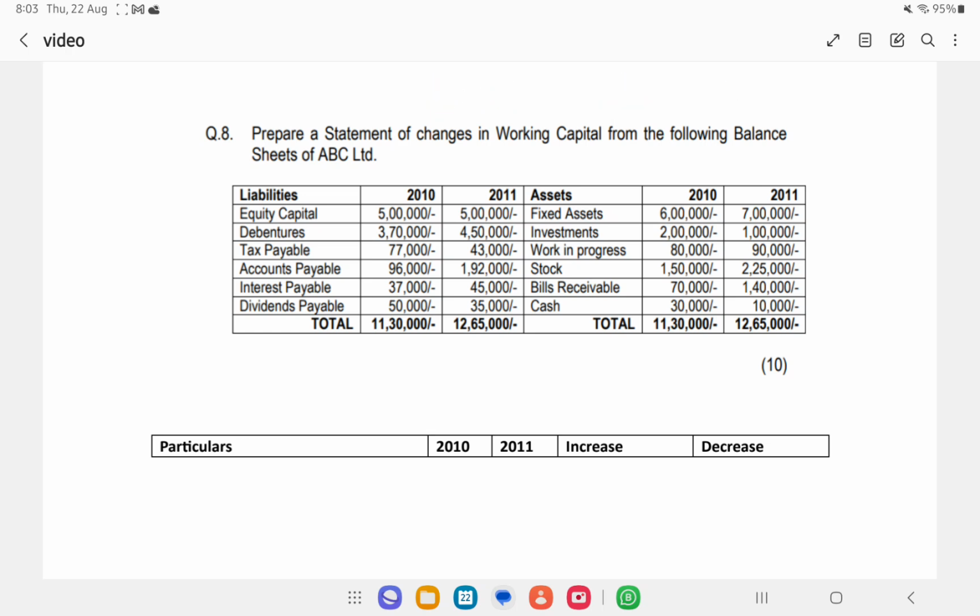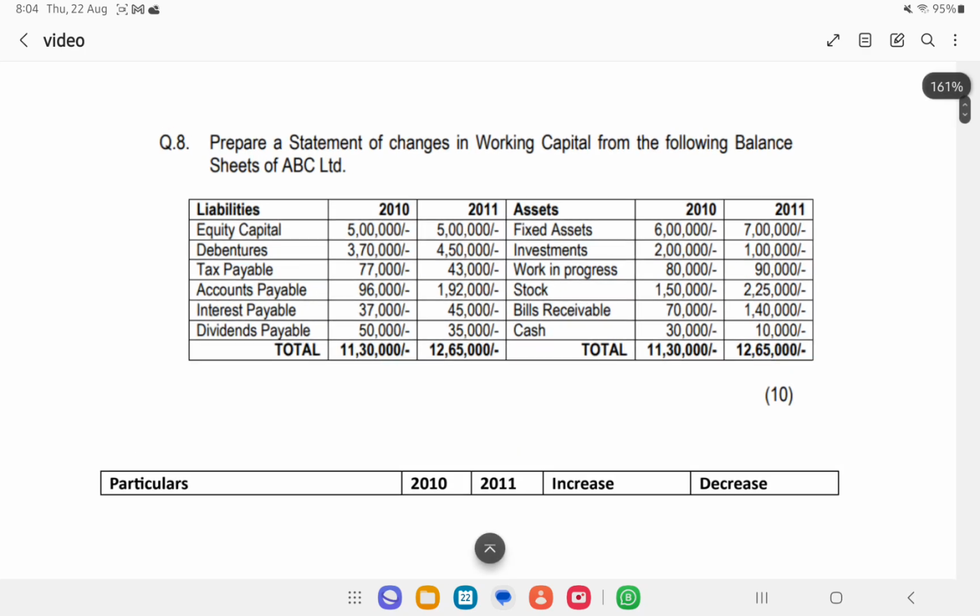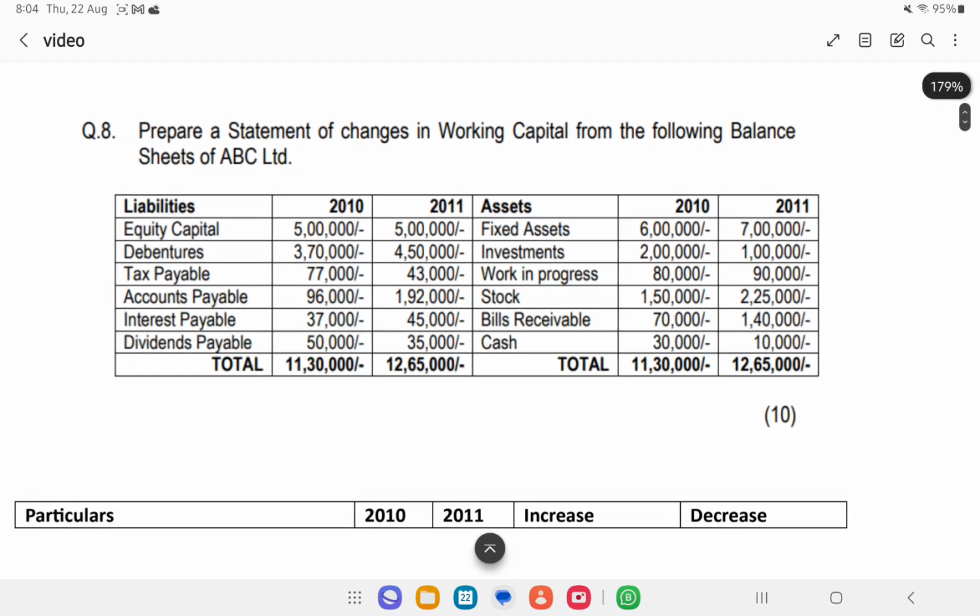To do this, the very basic thing you should have is the ability to understand, among the given assets and liabilities in the balance sheet, which all belong to the category current asset and which all belong to the category current liability. If you can identify this, everything else is easy. Okay. Now just see the question. Here we have a balance sheet with information about 2 years.